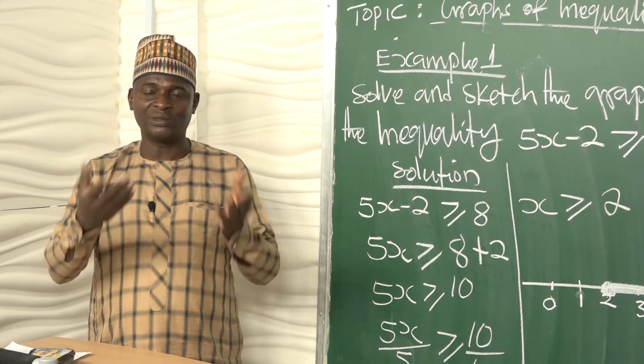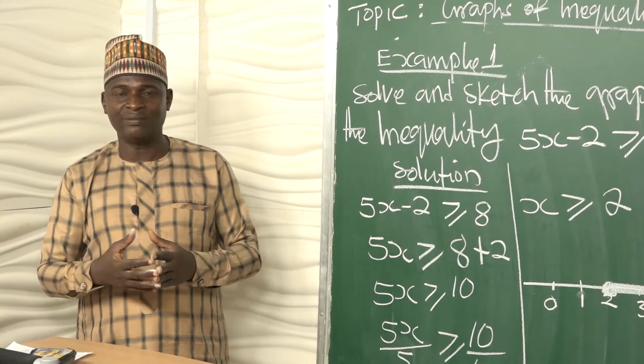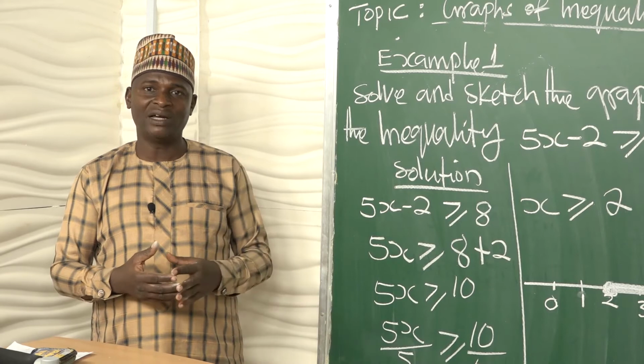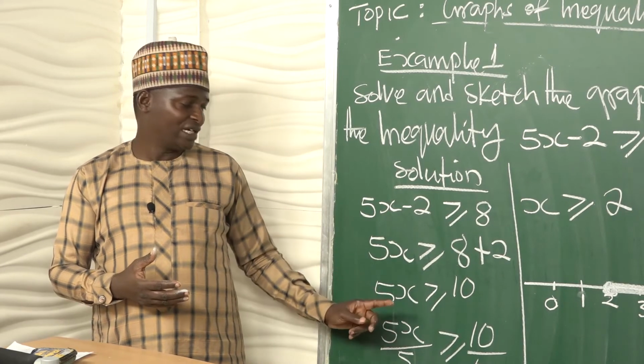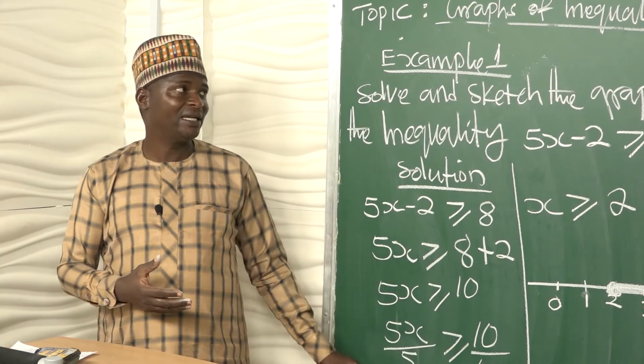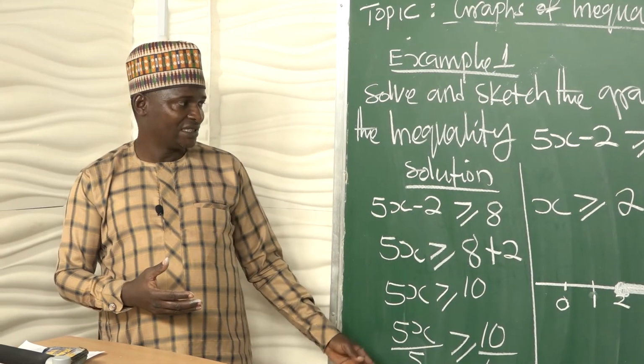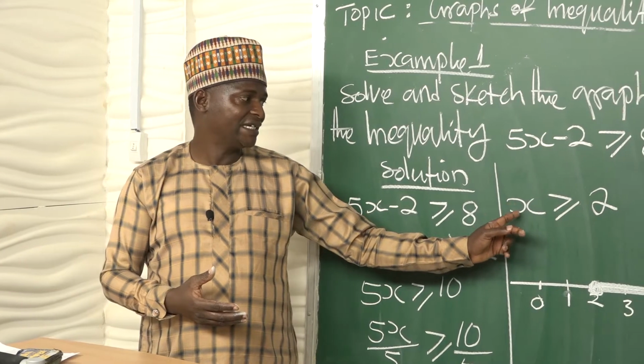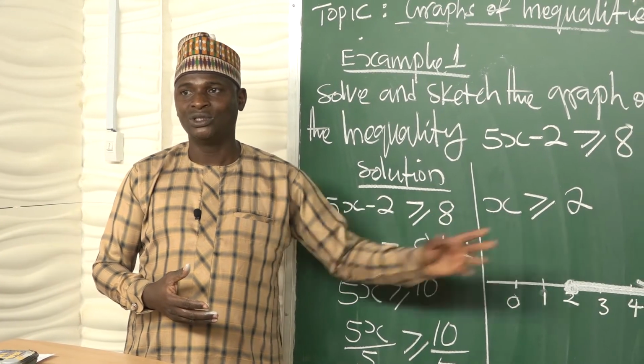We now look for the multiplicative inverse of 5 because x is multiplied by 5. And the multiplicative inverse of 5 is 1 over 5. That is, you divide both sides by 5. Having done that, we now got our answer as x is greater than or equal to 2.